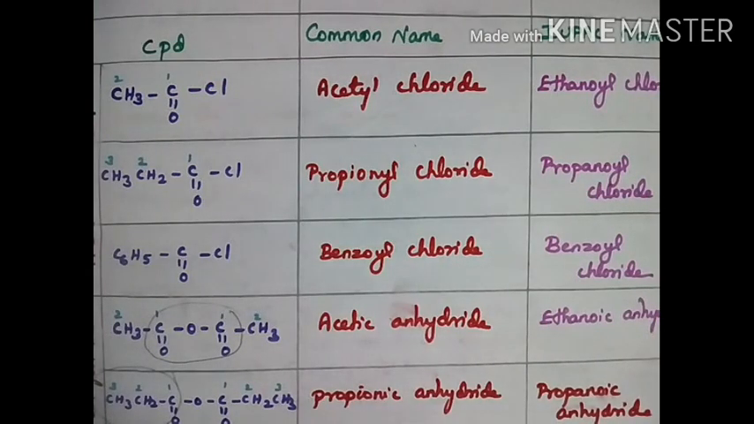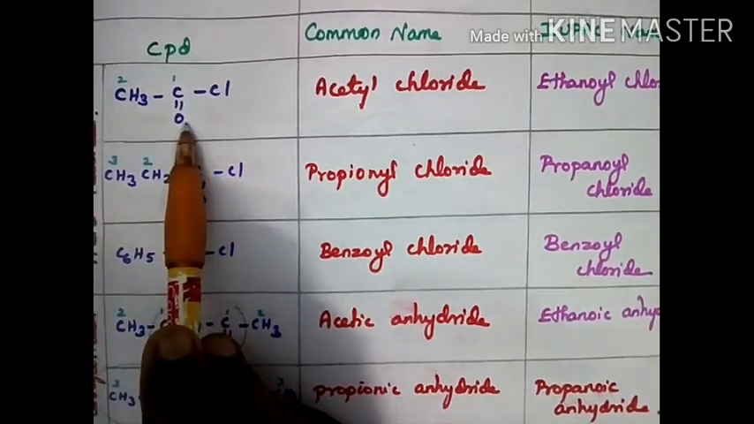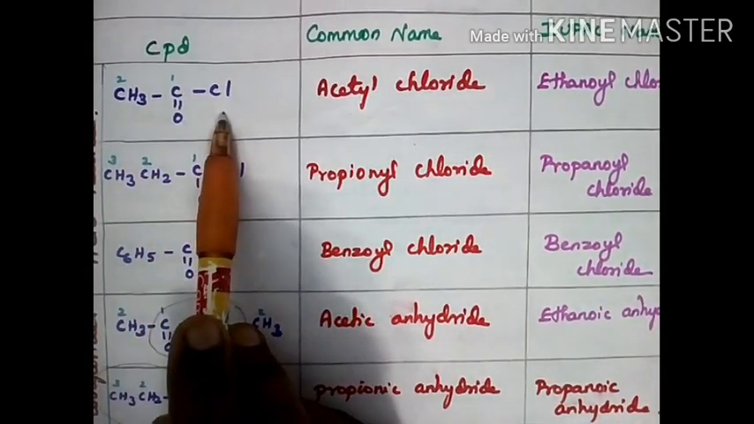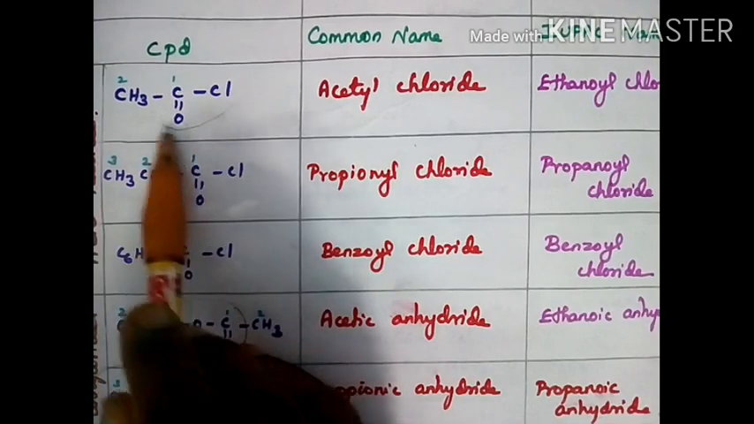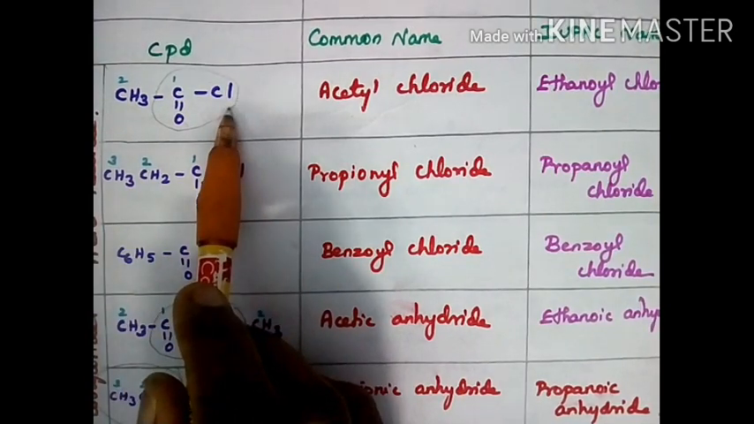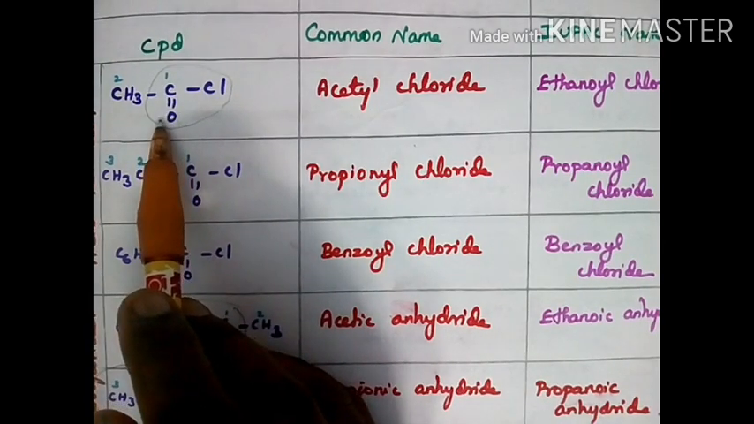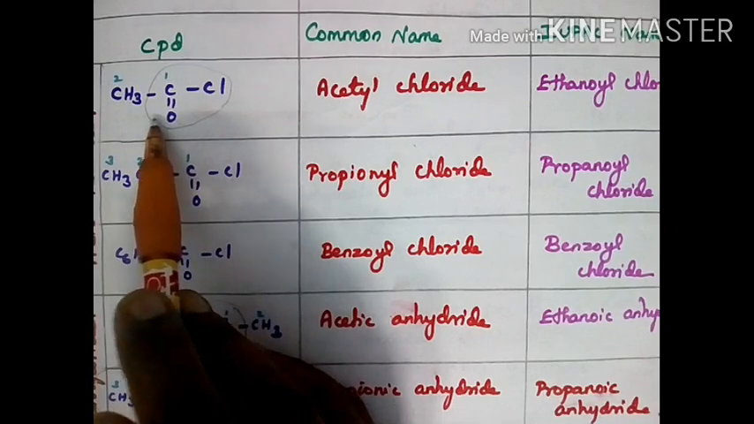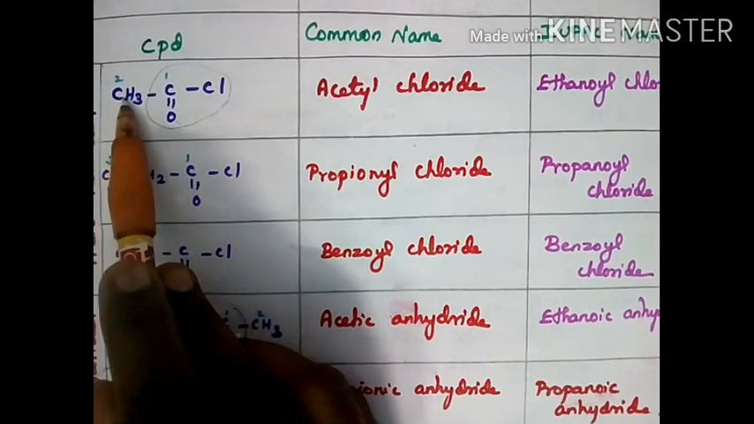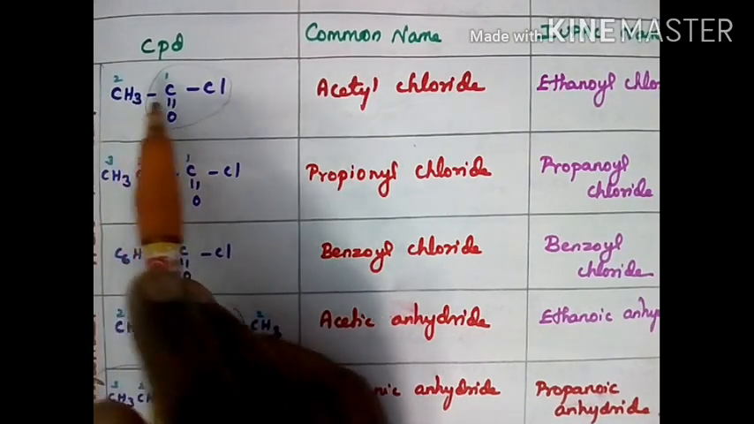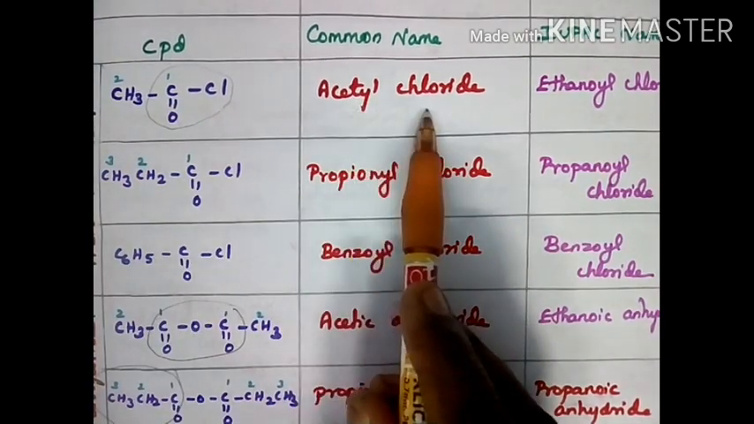Students, now examples. Now how to write the IUPAC name? We are going to write the name by using the rules. This is our first compound, CH3COCl. COCl means, while writing the IUPAC name, oyl chloride. First you write the common name. It is derived from the acid. These are the acid derivatives, no? From which acid is it derived? How many carbon atoms? 2. So it is acetic acid. So it is acetyl chloride.